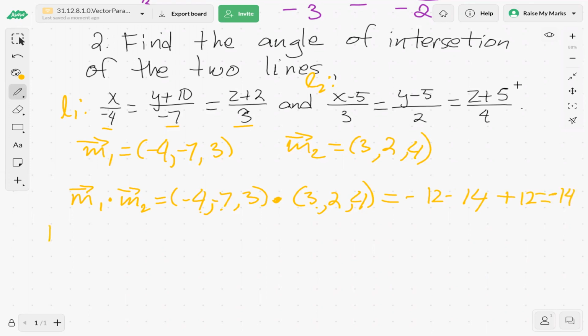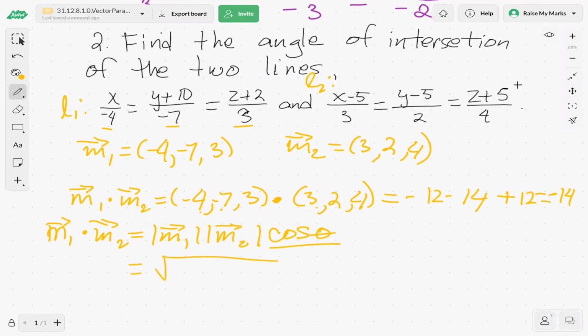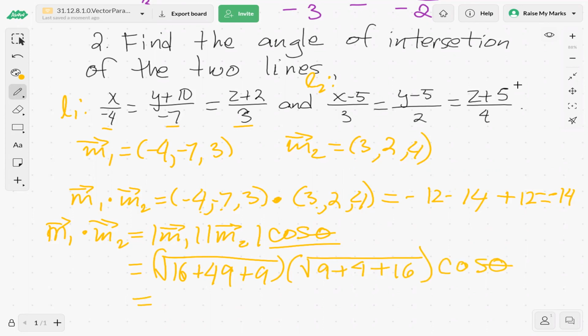So we're also going to calculate the dot product using this other method. So magnitude, product of the magnitude of the two vectors times the angle between the two vectors. And this is the part that's going to be interesting. All right, so let's find the magnitude of direction vector 1. All right, so 16 plus 49 plus 9 times magnitude of direction vector 2, so 9 plus 4 plus 16, all times the cosine of the angle between the two vectors.